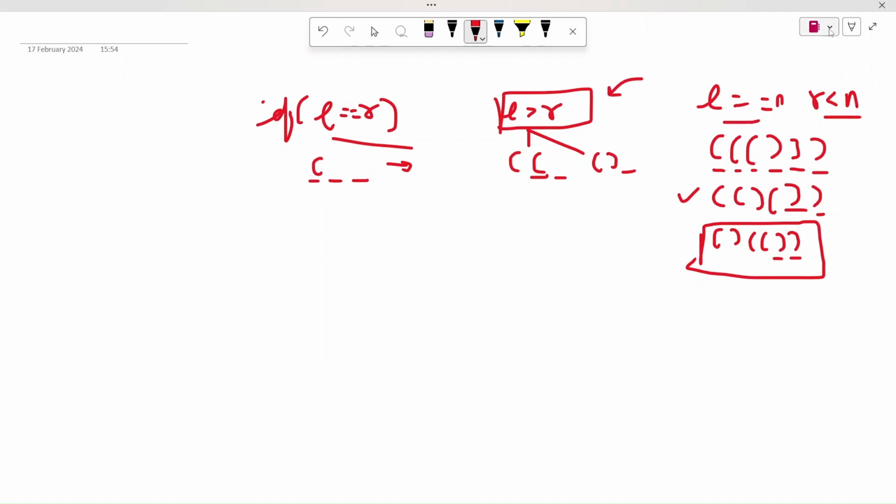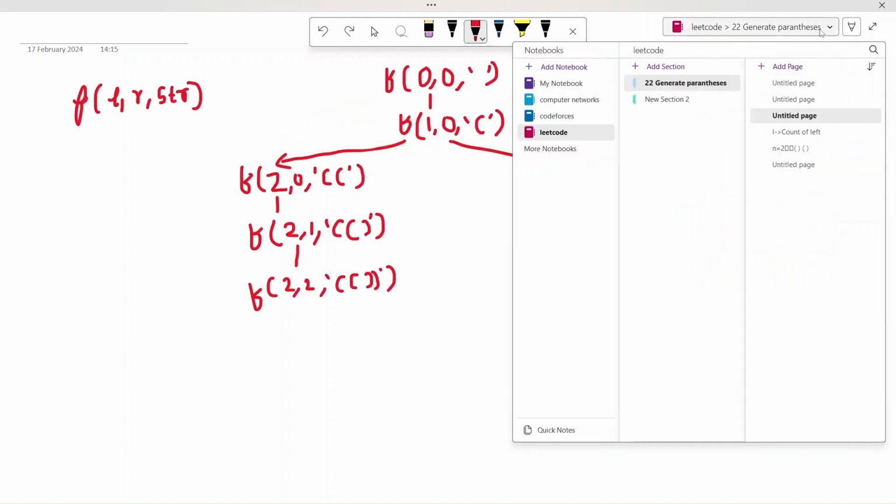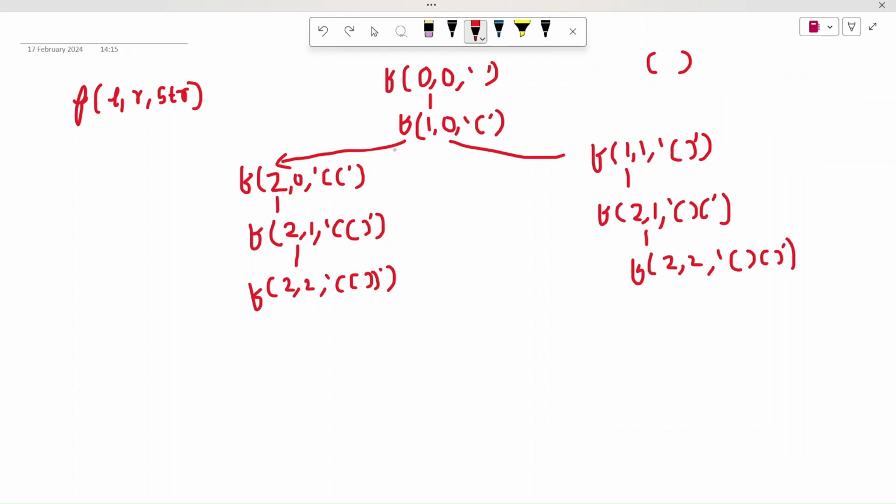Okay, so now let's try to dry run how I am thinking about this. I have dry run it, taking n equal to 2. So here n equals 2, and I'm starting with the initial string being empty.